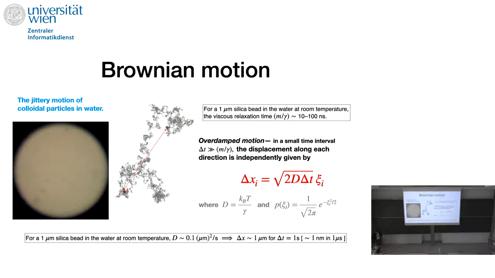If you look at the displacement in a given time, that goes like the square root of the observation time. And this noise is just white noise, which you can think of as a draw from some Gaussian distribution. For a particle of size 1 micron, in 1 second the typical displacement is about 1 micron, and in 1 microsecond it's about 1 nanometer. This is perhaps the simplest stochastic process, known as Brownian motion.